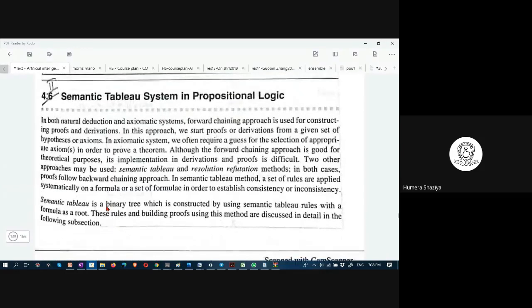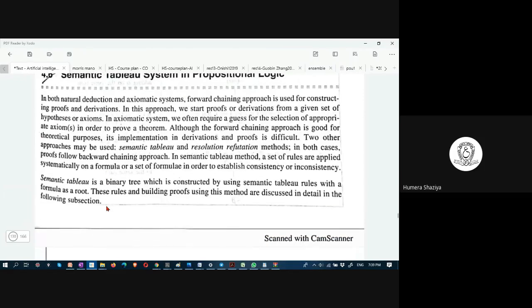All right. The third method in propositional logic is the semantic tabular system. First one was natural deduction system. Second one was axiomatic system. Now the third one is semantic tabular system. What is semantic tabular system? There are two ways in which derivations can be made. First one is forward chaining.